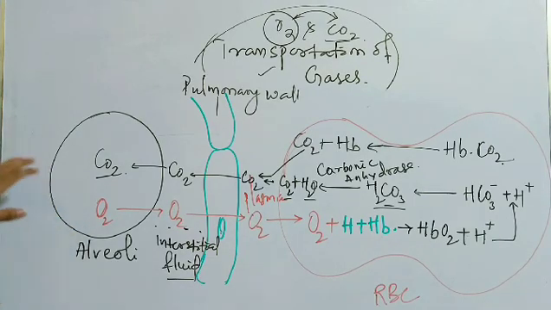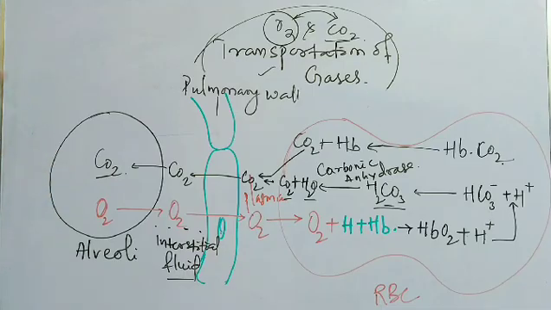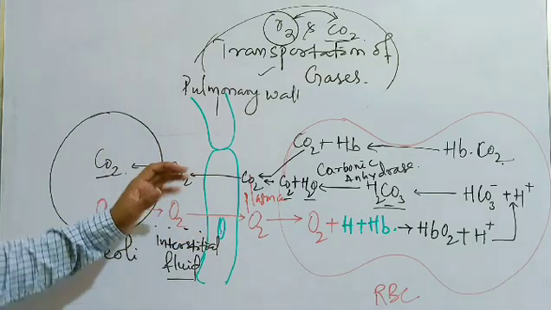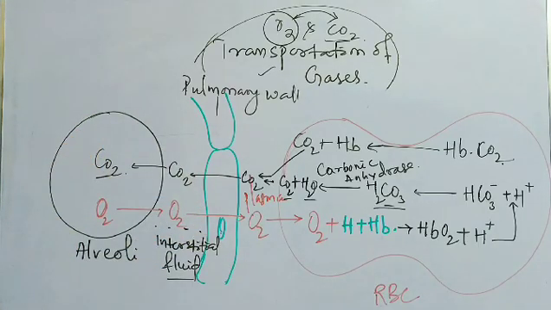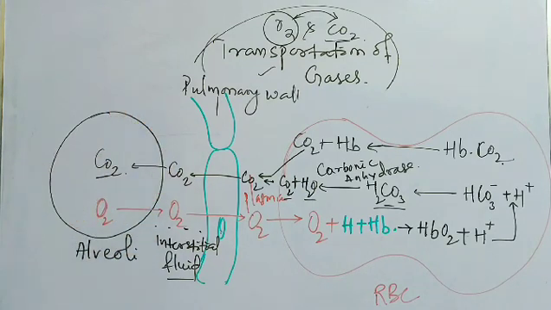Okay. So most of the carbon dioxide that dissolves in blood plasma reacts with water forming carbonic acid. We will discuss how it forms carbonic acid and what will be the outcome.